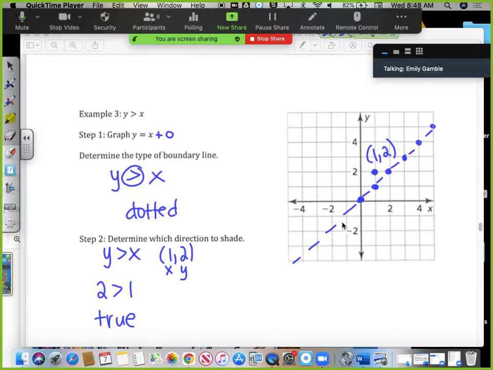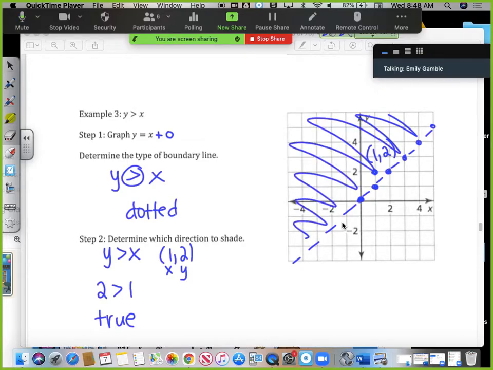The area that would be shaded is everything above the line, because when I tested the point 1, 2, I got a true statement, which means everything up here is a part of the solution. Now, depending on the problem, like if you are to do an IXL or a worksheet, they have it shaded in nice and pretty. Sometimes they don't shade it at all. They might just put a big S to show you the solution is up here. So when we are graphing these, your final answer is the line and the region that is a part of the solution. So just FYI.